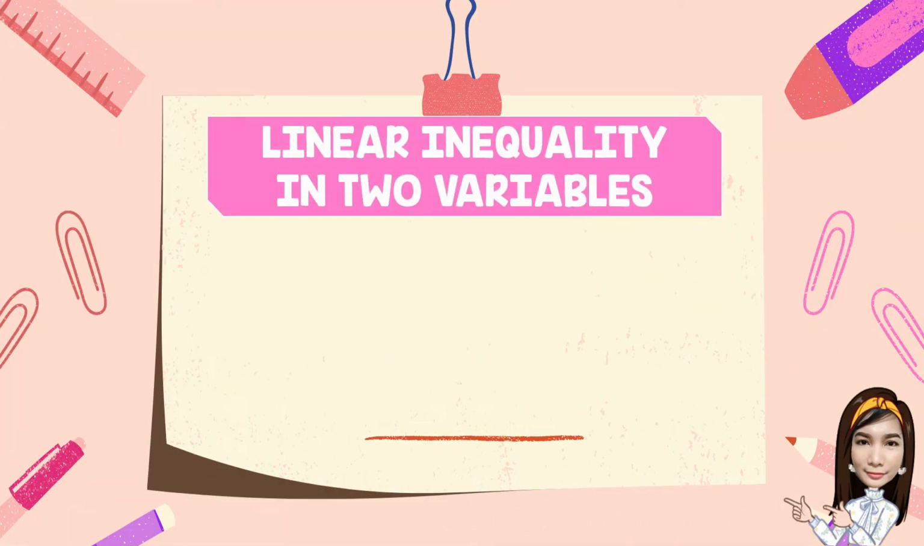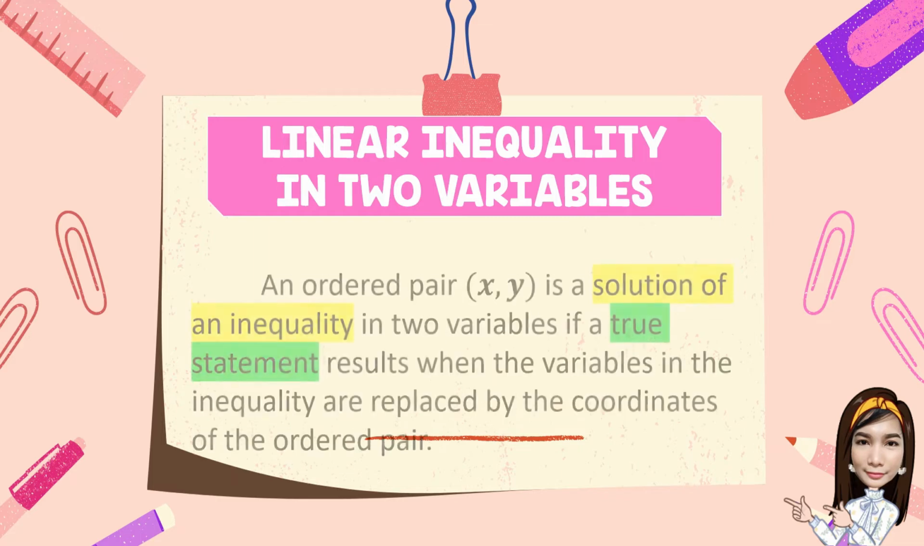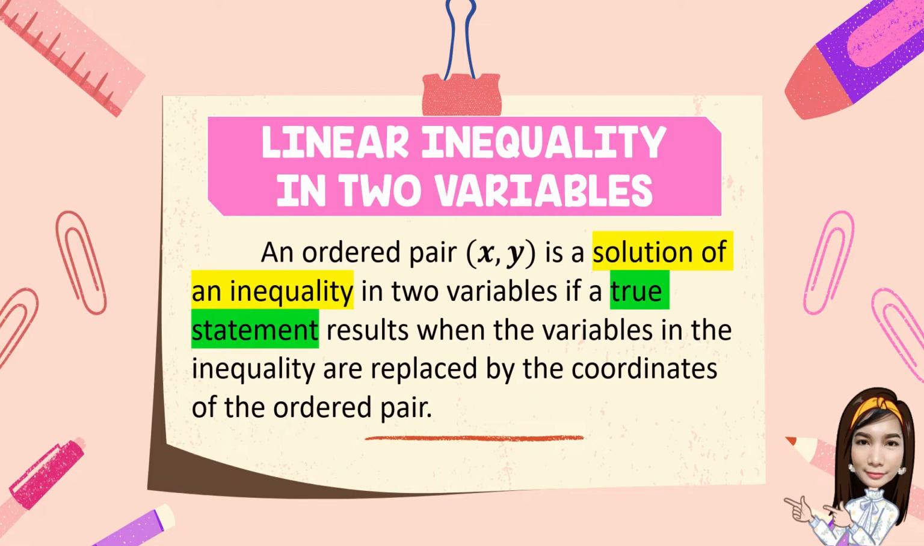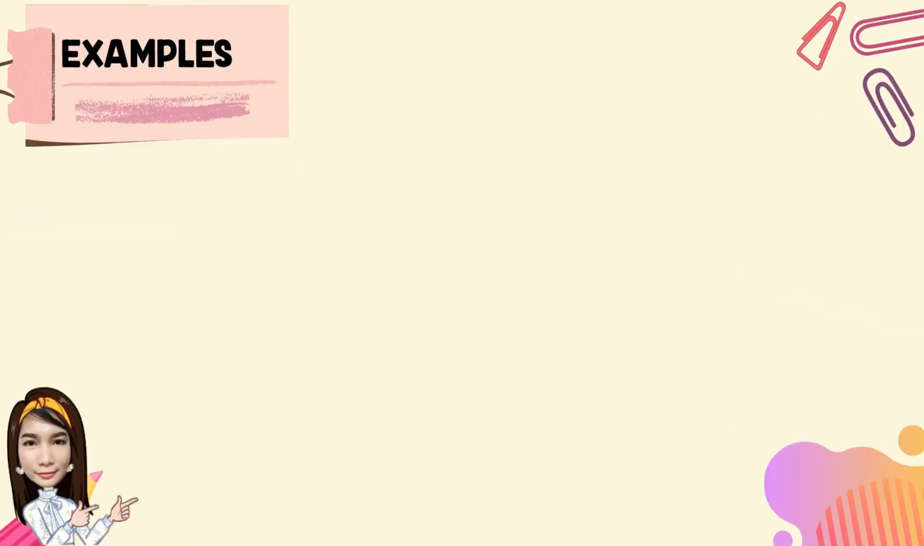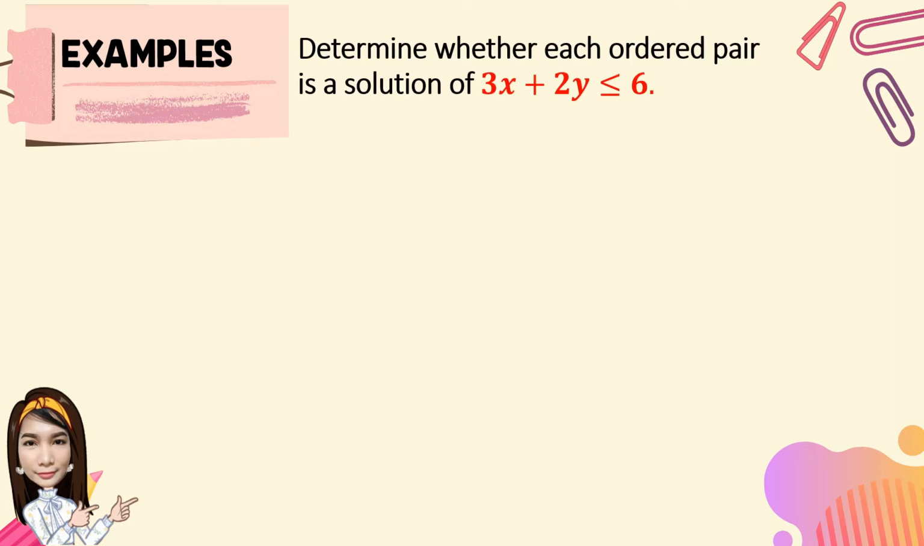Now, in a linear inequality in two variables, an ordered pair (x, y) is a solution of an inequality in two variables if a true statement results when the variables in the inequality are replaced by the coordinates of the ordered pair. For you to understand, let's have the given examples. Determine whether each ordered pair is a solution of 3x plus 2y is less than or equal to 6. So let's have the given ordered pairs.